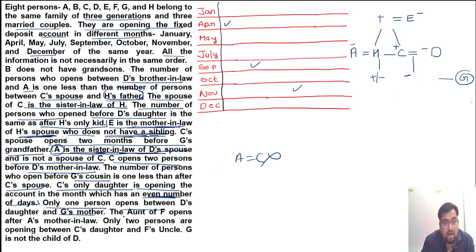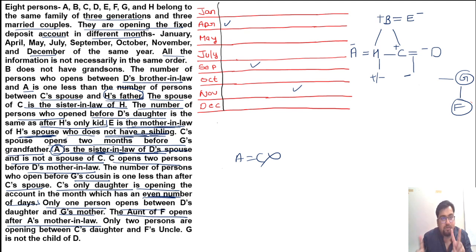The aunt of F opens after A's mother-in-law. Clearly F will also come in the third generation, but where, we don't know here. That means G and F are coming in the third generation. The only one that is left is B. So B must be at this position.